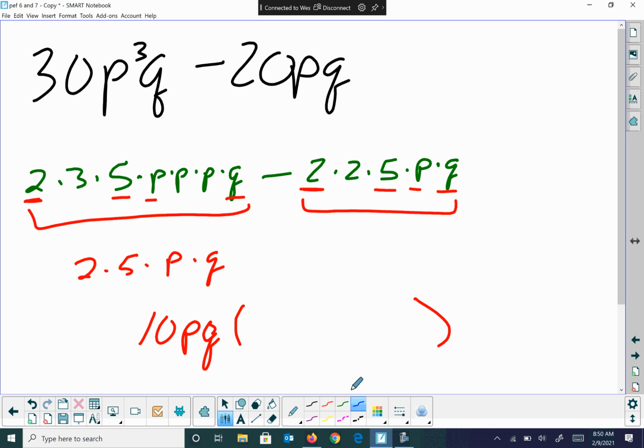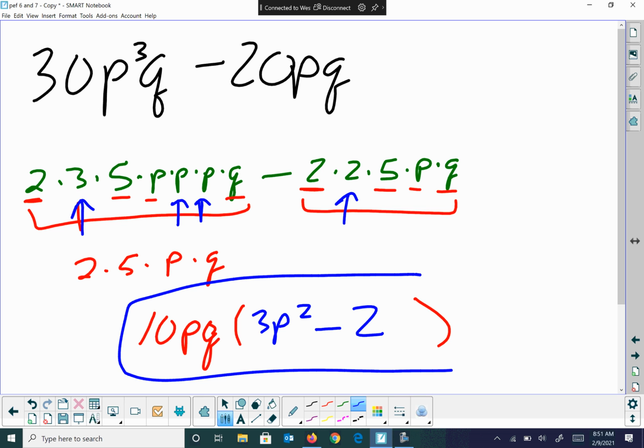All right. So I have a, oops, let's make that blue. I have a 3, a P, and a P. What's 3PP? 3P squared. Great. Bring the subtraction sign down. And I have just that. Nothing else. That's my answer.